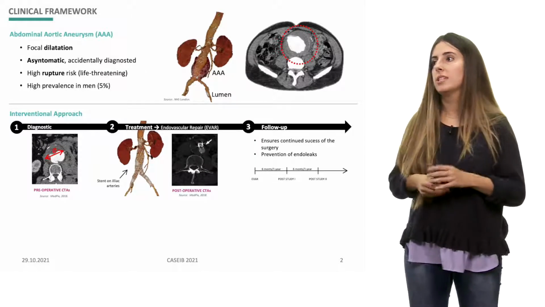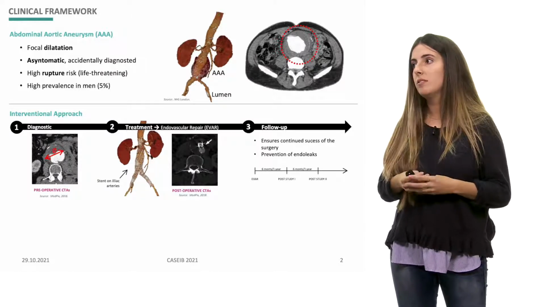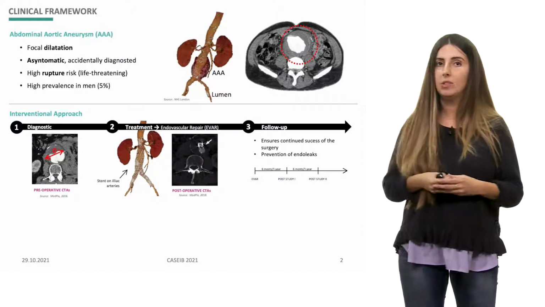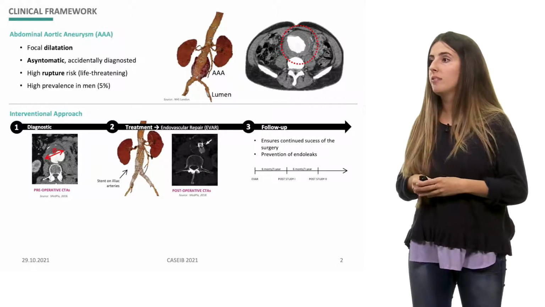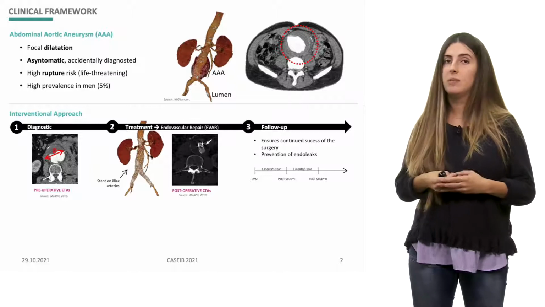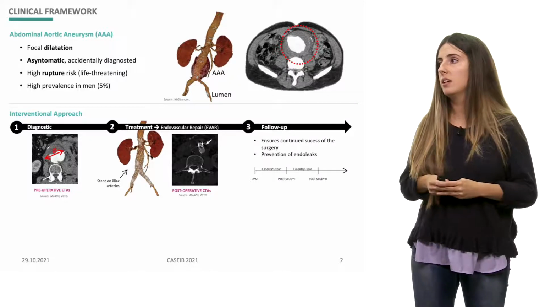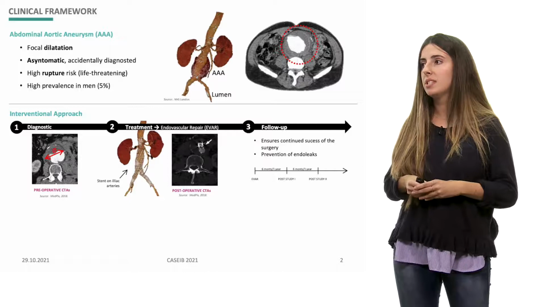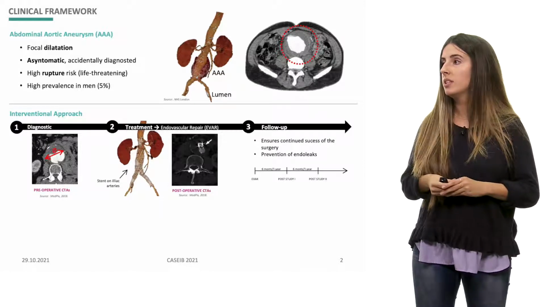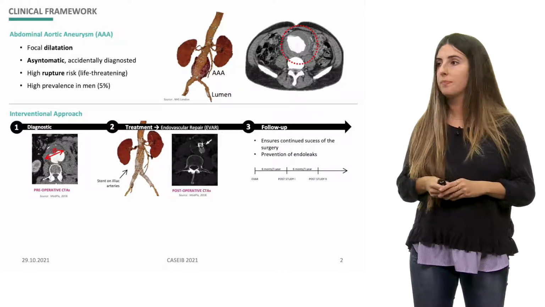It consisted of a CTA-based diagnostic that enables aneurysm diameter measuring and treatment planning, an endovascular-based treatment, where a stent is placed in the affected area, and a following-up stage to ensure continuous success of the intervention and embolic prevention.